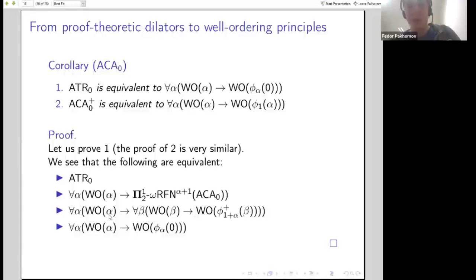Namely, it seems that it's really possible to apply this technique to theories that are given by something like Π13 omega-model reflection, and this allows us to go to the level of something like Π12 induction, and so this will lead to systems that are slightly stronger than ATR naught, but it's still a work in progress.